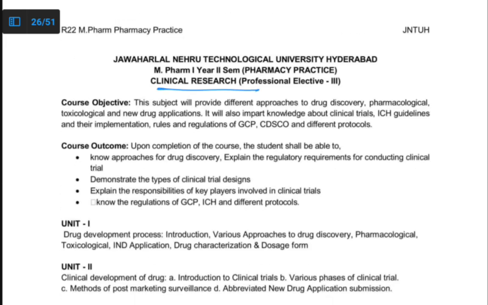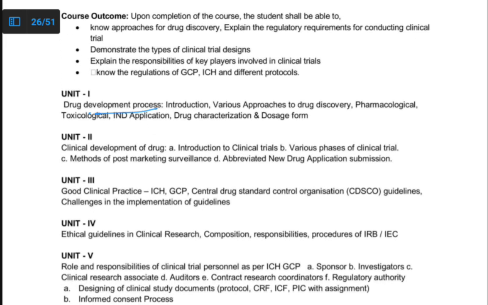clinical research, an elective subject: drug development process, clinical development of drugs, good clinical practice, ethical guidelines in clinical research, composition, responsibilities and procedures of IRB and IEC, role and responsibilities of clinical trial personnel as per ICH GCP.